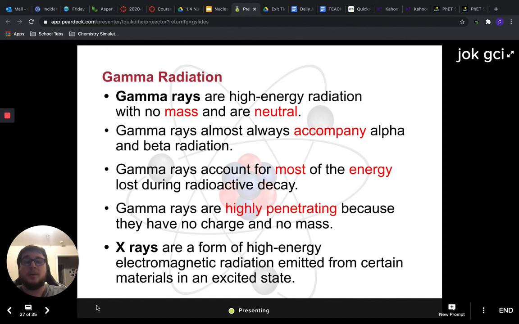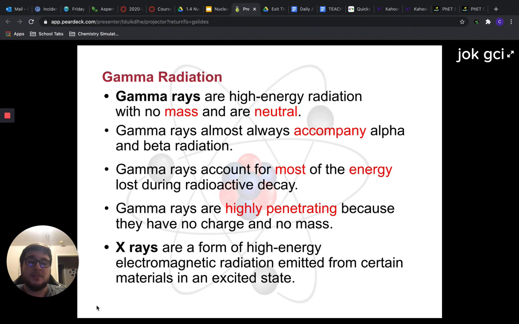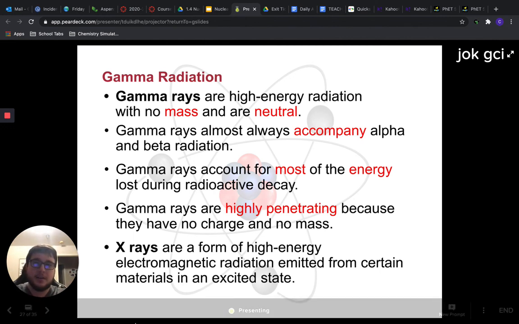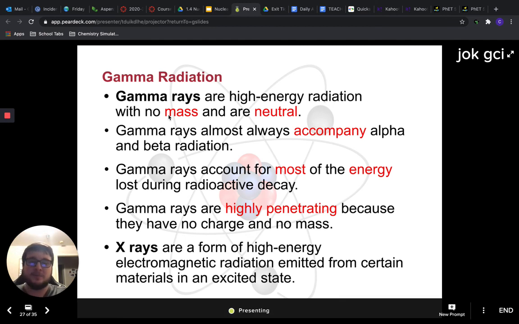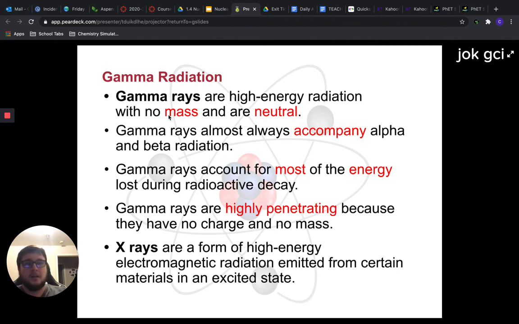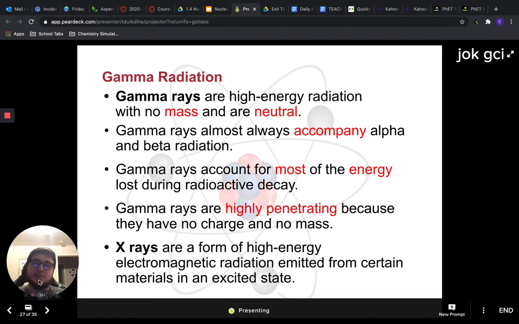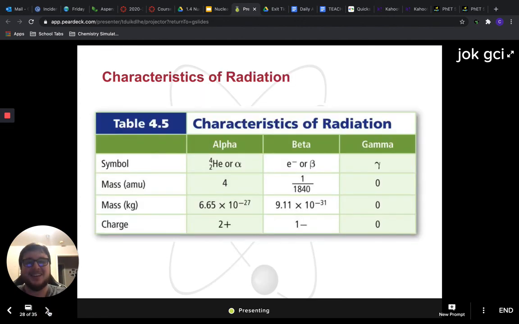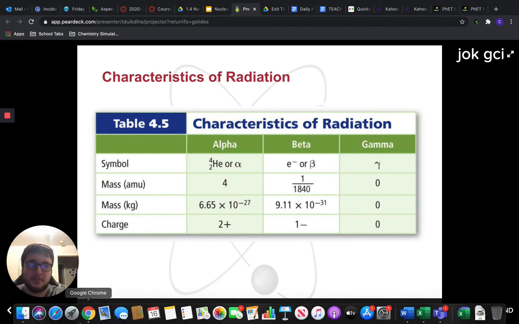X-rays are a form of gamma radiation, and X-rays are emitted from certain materials that are in an excited state. Excited just means they have a whole lot of energy that they want to release, and they'll release that in the form of gamma radiation. And that's what, whenever you go to the doctor because you broke a bone and they take your X-ray, is being put into your body: these gamma rays. All right, so now you know. Just be very careful about how many X-rays you have to get. Make sure you take care of your body so that you don't have to expose yourself to a lot of radiation.